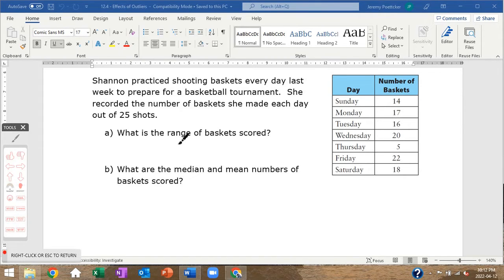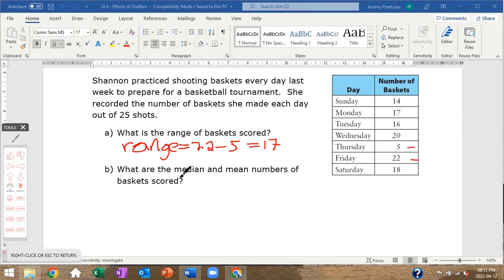So again, if you remember, range is going to be the positive difference between the biggest and the smallest number. So I look at my biggest, looks to be 22, my smallest is 5. So my range is going to be 22 minus 5, which is 17.